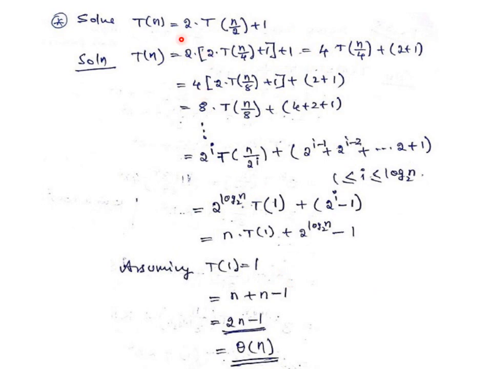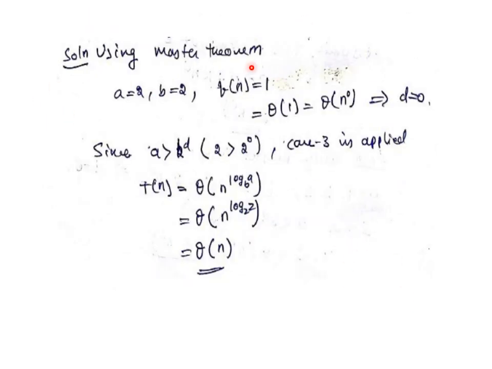In the master theorem you will see that the value of a is equal to 2, b is equal to 2, and d is equal to 0, right? That is, f of n is equal to 1, n to the power 0. So using the master theorem, a is greater than b to the power d, that is, the third case is applied here, because 2 is greater than 2 to the power 0.